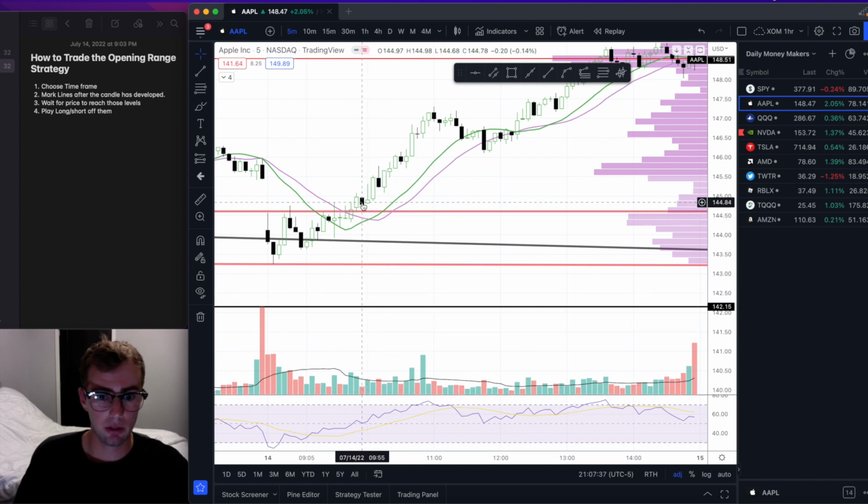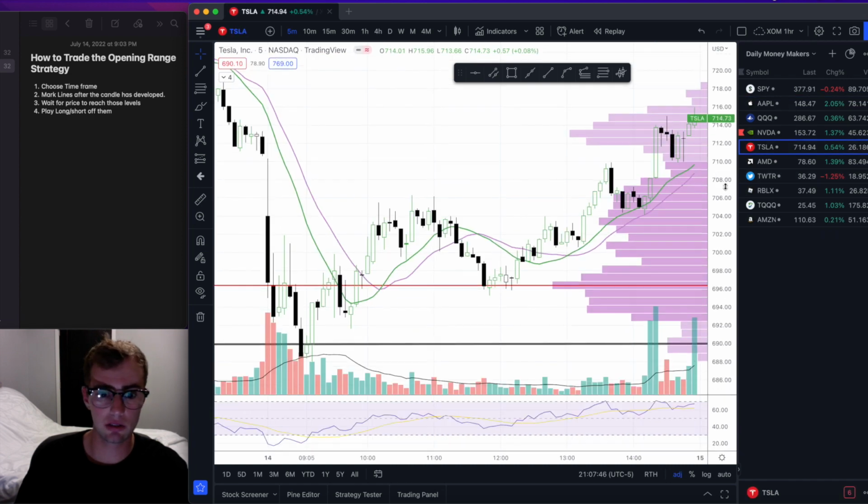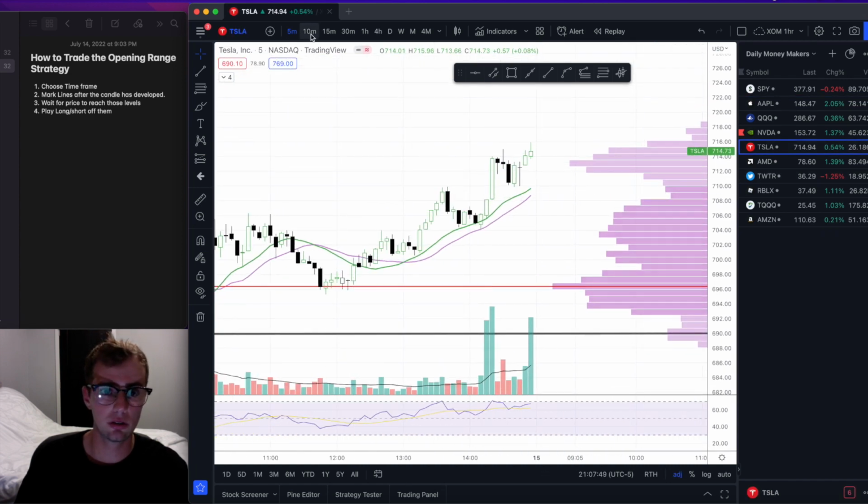And so then boom, now you can risk either right off this level. I wouldn't risk right off the level because a lot of times it likes to wick out. A good example of that would be Tesla, this Tesla chart. Let's go to the 10-minute on Tesla.